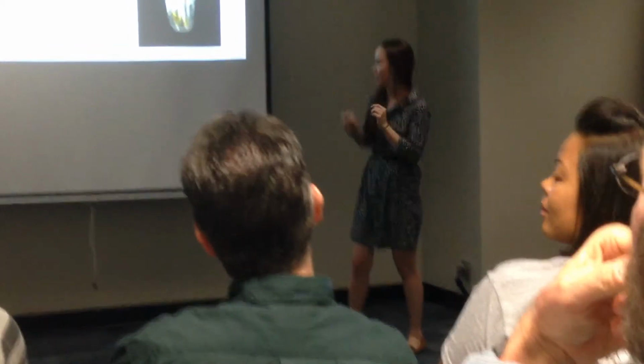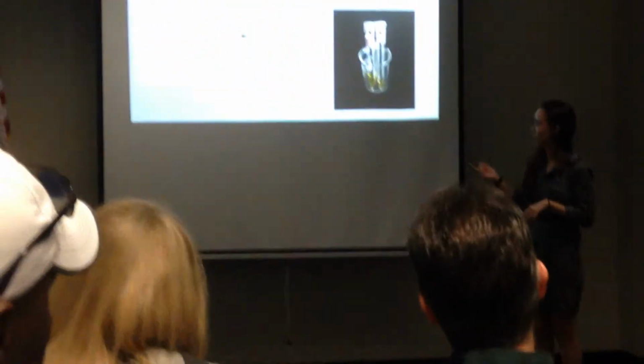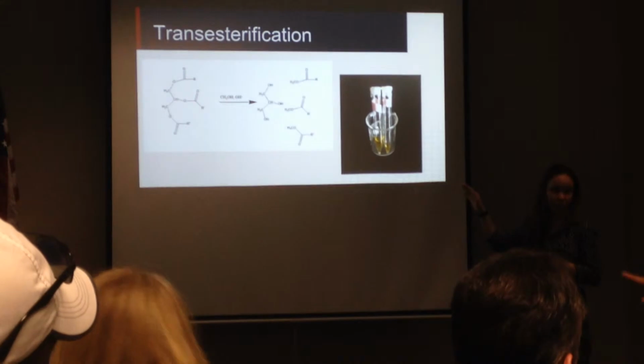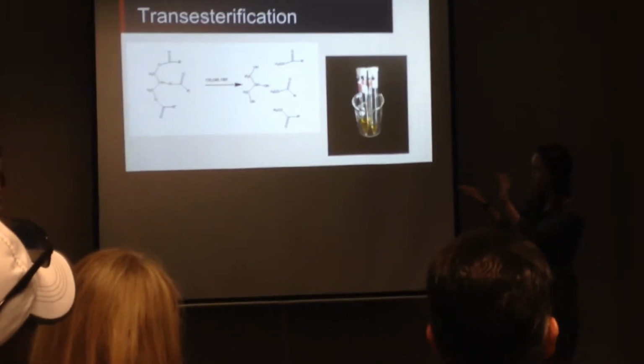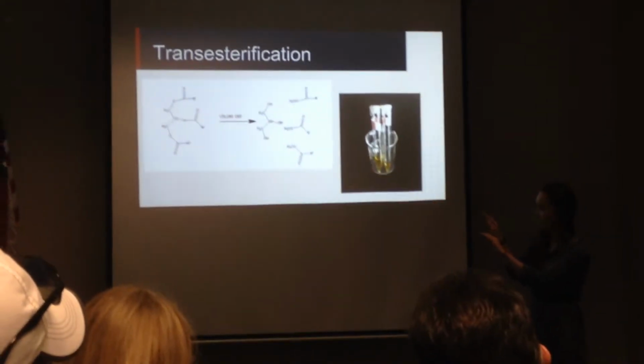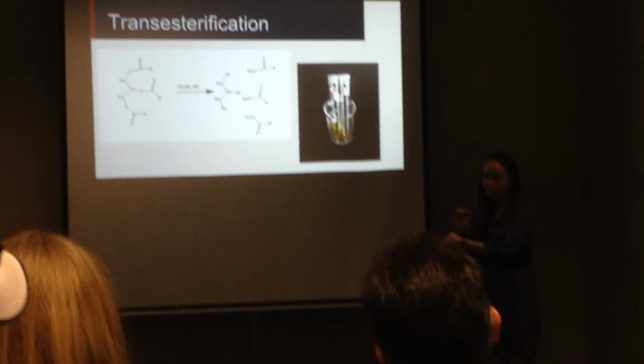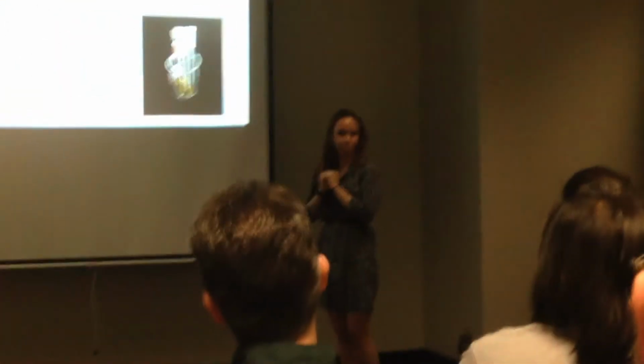So here's just the formula for the transesterification, and this is what we want it to look like. So this shows good separation. We have our methanol and our sodium hydroxide, and it gives us all our fatty acids, right? And there's our pretty methyl esters.